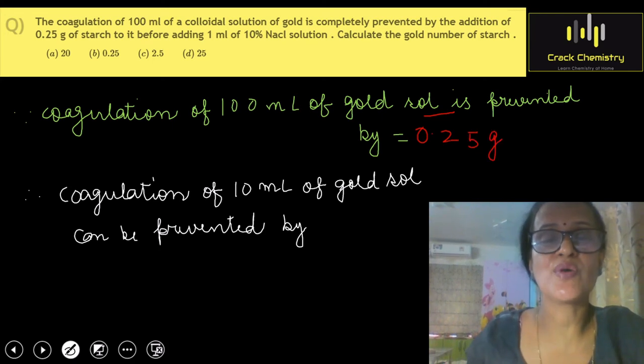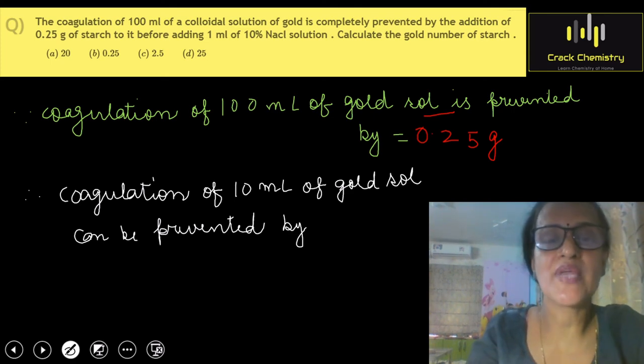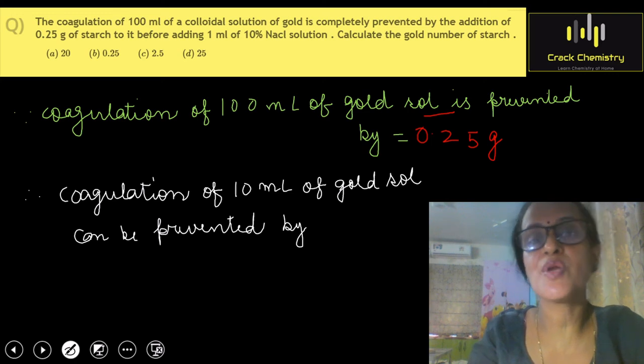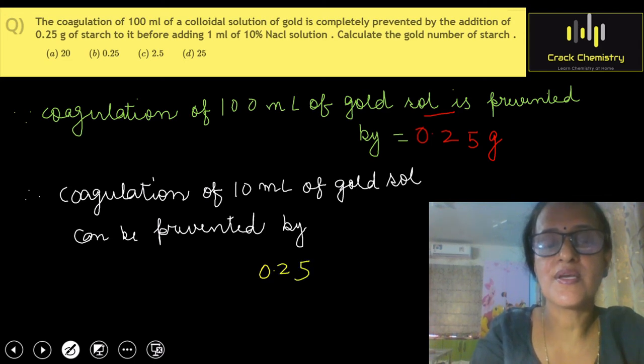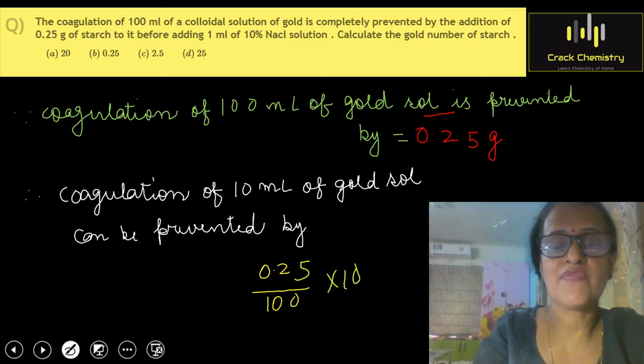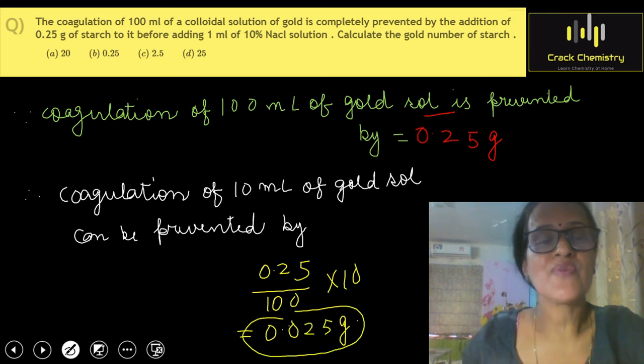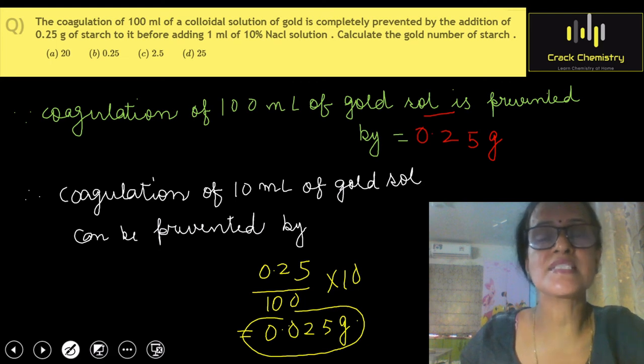But we have to find out by how much the coagulation of 10 ml of gold salt can be prevented. So we can calculate here the coagulation of 10 ml of gold salt can be prevented by 0.25 divided by 100 into 10. So if we calculate, our answer will come out to be 0.025 grams. So we have seen that coagulation of 10 ml of gold salt can be prevented by addition of 0.025 gram of starch in it.